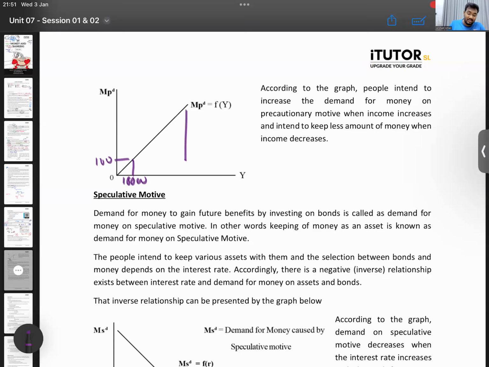Let's say a family earning 500,000 a month. Those people have set aside and kept, in case you fall sick or our vehicle has an accident, 100,000 for precaution. So more income, more money you will keep for your precautionary motive.